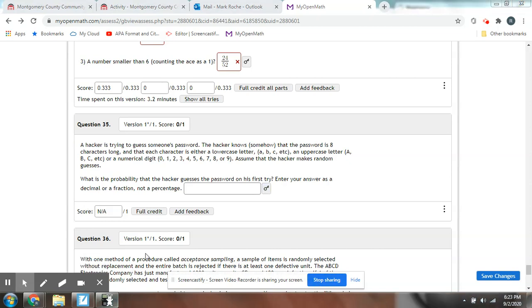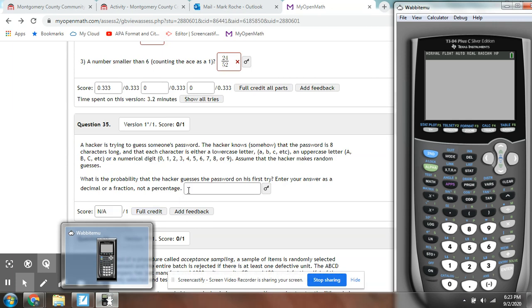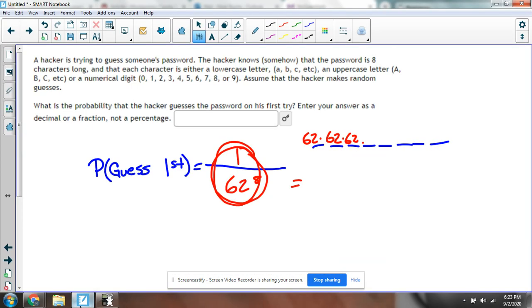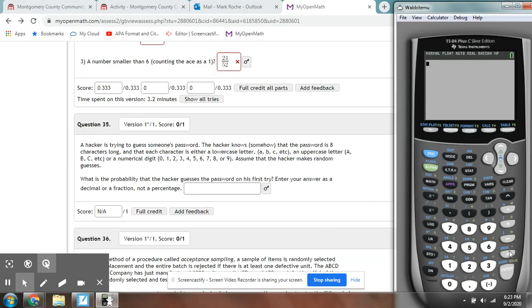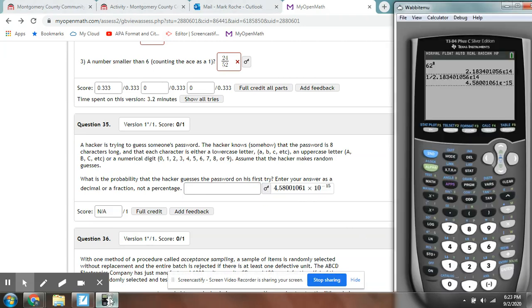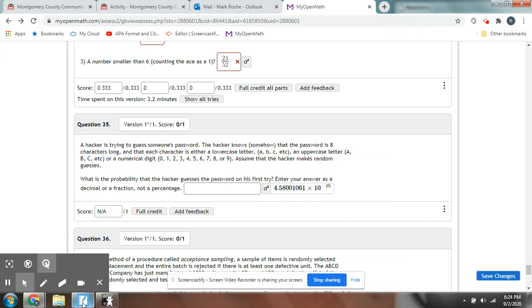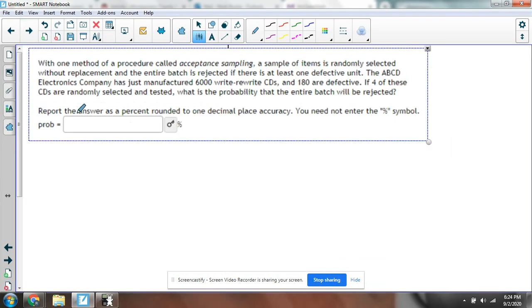So what they want you to do, I guess, is say there's 62 to the 8th power. So we'll do that again. And the probability of us getting it right is 1 divided by that. And that's where you get your answer: 4.58 times 10 to the negative 15.